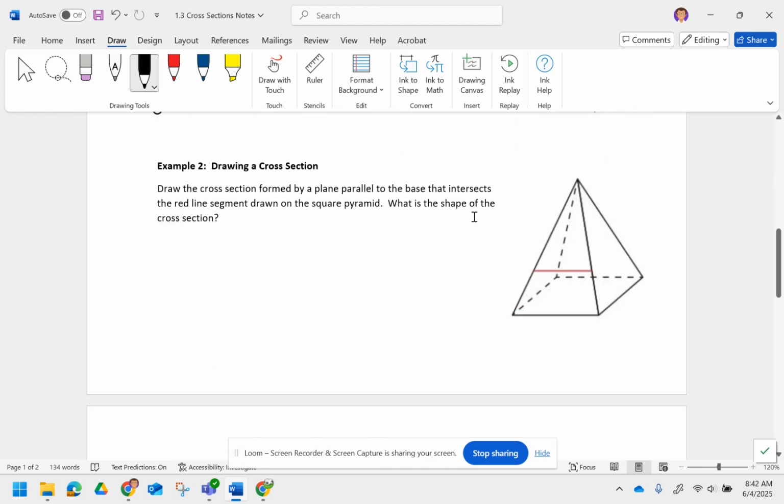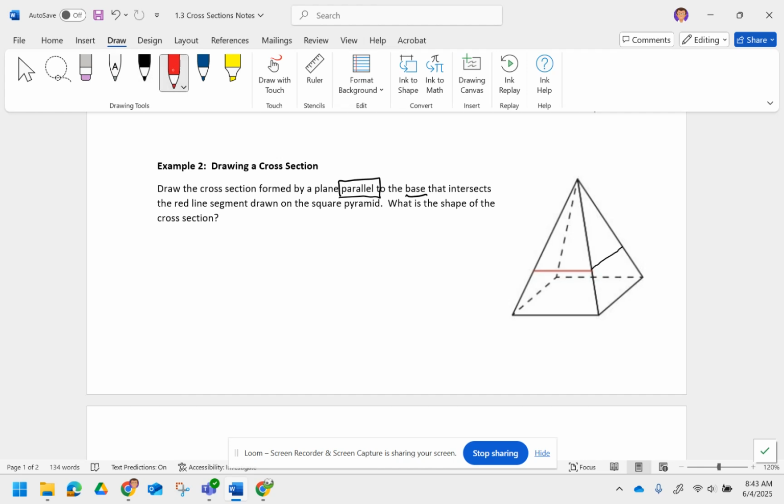Let's talk about drawing one yourself. So this asks us to draw the cross-section formed by the plane parallel to the base that's going to intersect the red line that's already on the pyramid. So keyword here, parallel to the base. What is the shape of the cross-section? So if I'm going parallel to the base, my base is all of that. So I want to make sure that all the lines I draw, so on this side, I want it parallel to that base part. So I'm going to have it right there.